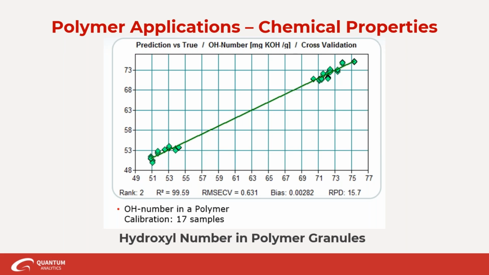I'm going to explain in a second exactly what this model is and how you would go about constructing it. This is hydroxyl number in polymer granules. Hydroxyl number is a very important final product quality indicator in polyols. Polyols are produced from reacting an alkaline oxide and an initiator, usually ethylene glycol or glycerin, in a catalytic environment. Then you take these polyols and react them with isocyanates to produce polyurethane products.